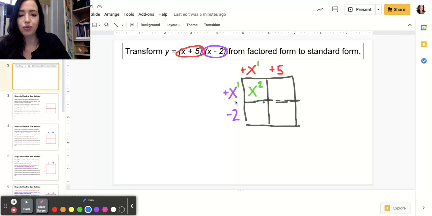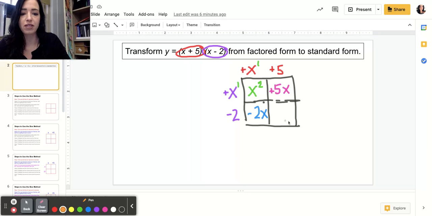Now I'm going to stay with my first column, but I'm going to multiply the first column by the second row. So positive x times negative 2 is going to give me a negative 2x. Okay, so that's good. We've done the first column. Now we're going to move to the second column, with this positive 5. I'm going to do the second column and the first row. Well, 5 times x is just 5x, and it's positive. So I'm going to put the little plus there, just to remind myself it's a positive 5x.